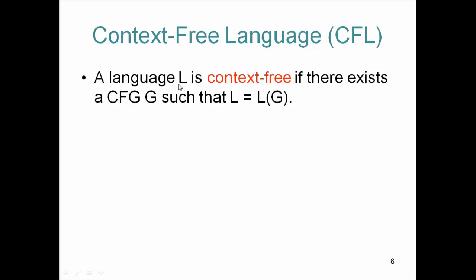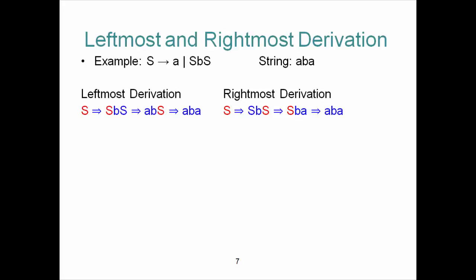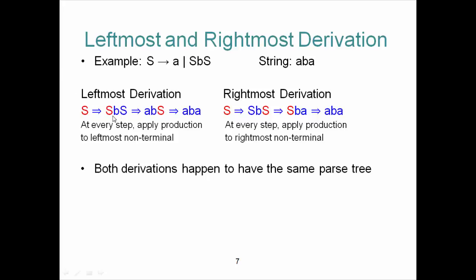A language L is context-free if there exists a context-free grammar G such that L is equal to L of G. So if we have a context-free grammar, then the corresponding language is a context-free language. The strings which are members of the given grammar can be derived either in leftmost derivation or in rightmost derivation. In leftmost derivation, the leftmost variable is always replaced, and in rightmost derivation the rightmost variable is always replaced. That means the production rule is applied to the rightmost variable in rightmost derivation, and to the leftmost variable in leftmost derivation.